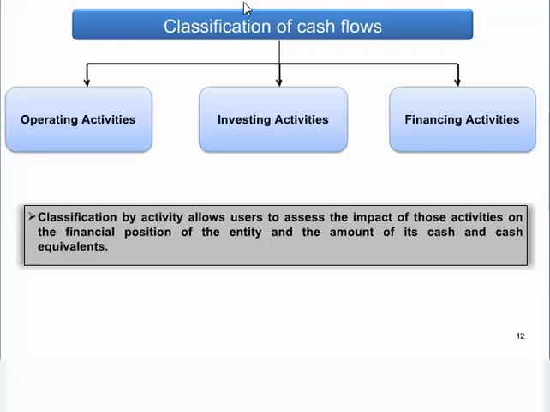So basically, a user of financial statements, by reading the classification of cash flows into operating, investing and financing activities, can understand how the cash is being generated under operating, investing or financing activities, and accordingly how it is being used.